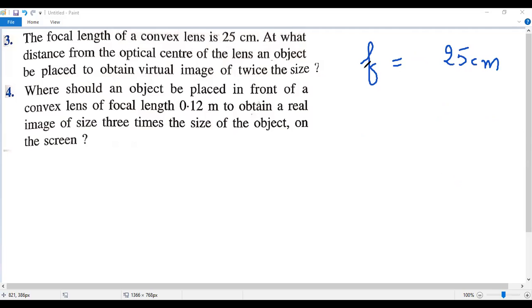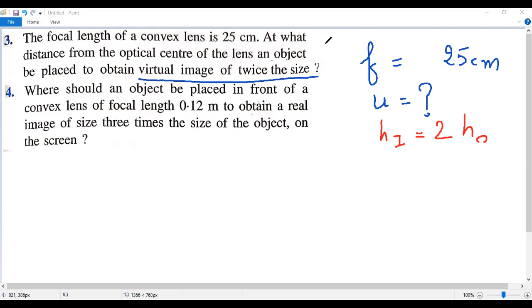So students, the question is, at what distance from the optical center of the lens an object should be placed? That means we have to find u. At what distance the object is being placed? That means u. So as to obtain virtual image of twice the size. Virtual image of twice the size. It means that height of image is double of height of object.